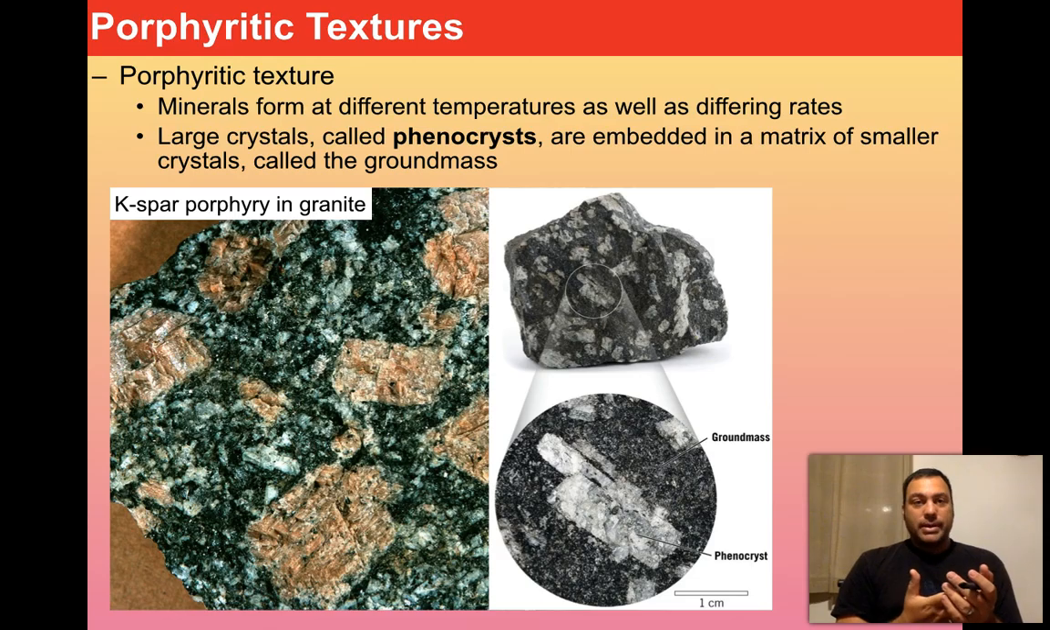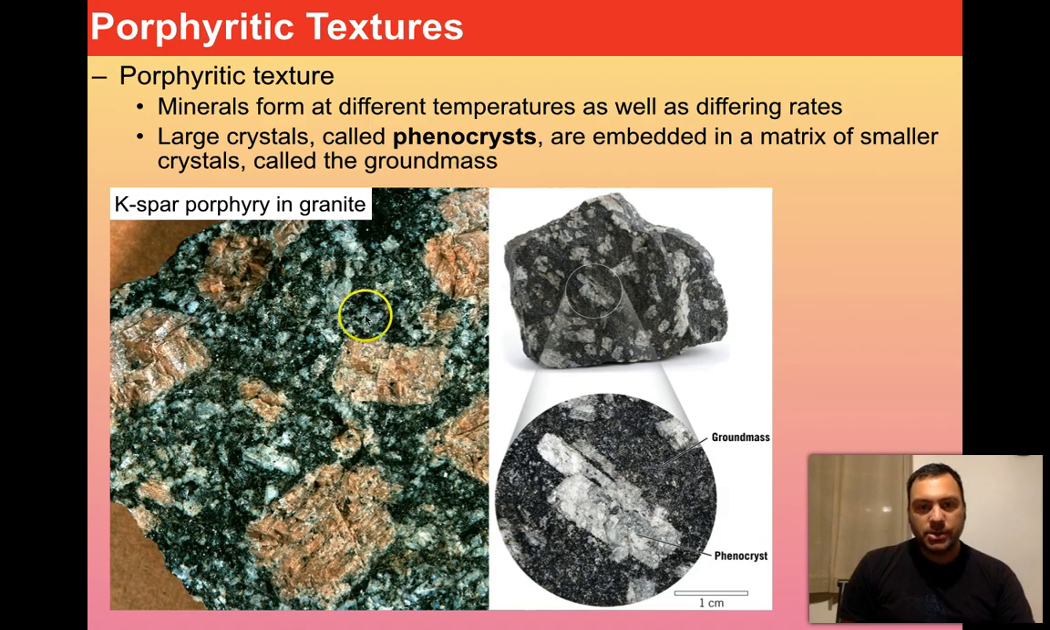Another really cool texture that comes up from igneous rocks are porphyritic textures, okay? So porphyritic textures form from minerals that form at different temperatures as well as differing rates. Large crystals called phenocrysts are embedded in a matrix of smaller crystals called the ground mass.